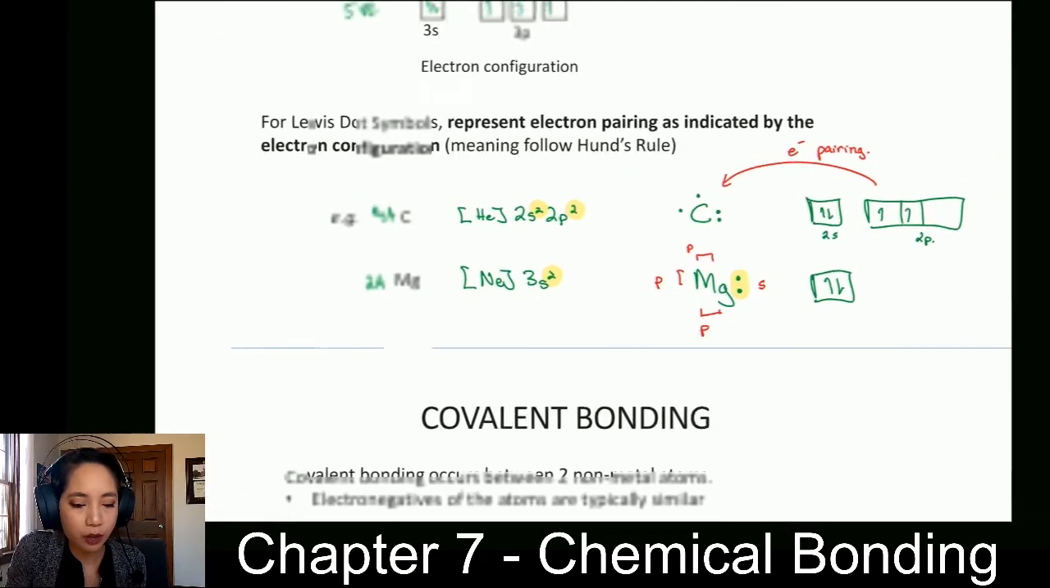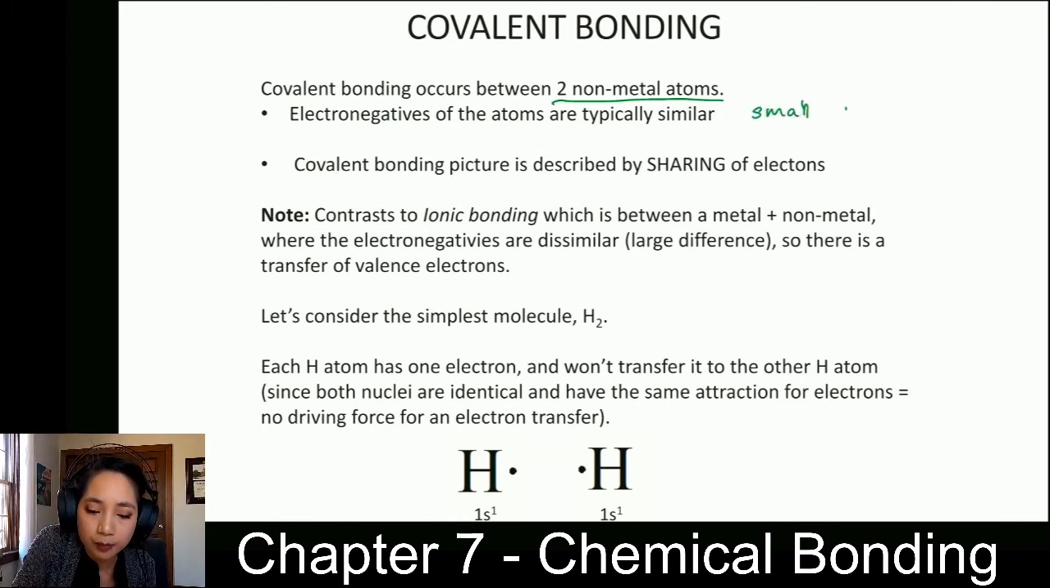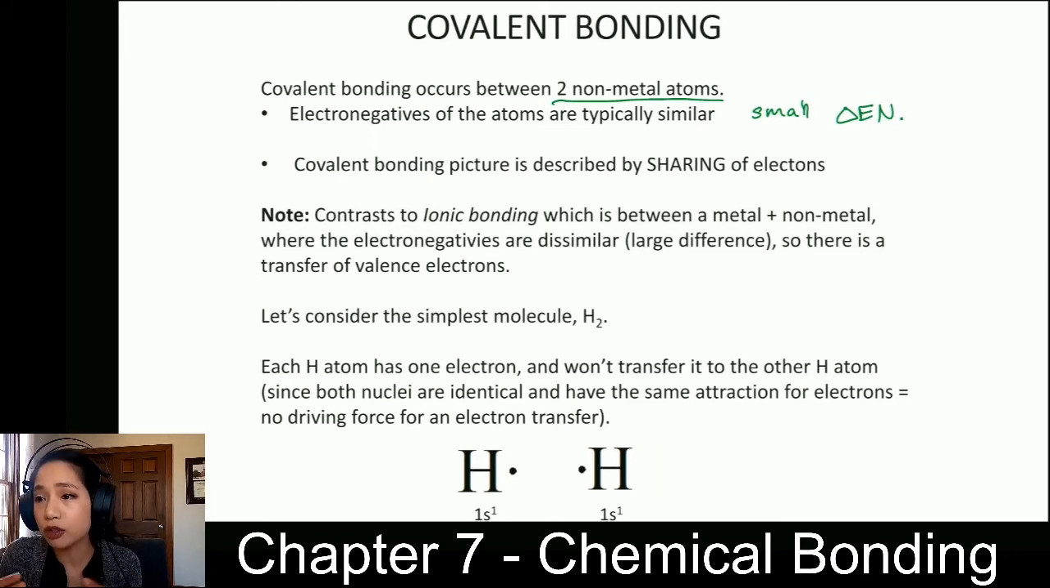All right, so now that we understand Lewis structures, let's look into covalent bonding, or sharing of electrons, and bonding descriptions that involve sharing of electrons. So covalent bonds are formed between 2 nonmetals, and that's because the electronegativities of 2 nonmetals typically are similar. So we have small differences in electronegativities of those 2 atoms. So the electrons will be shared rather than transferred.